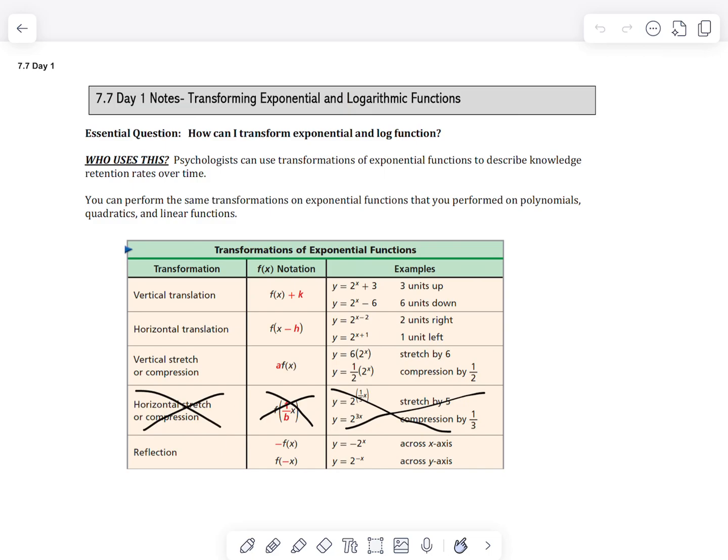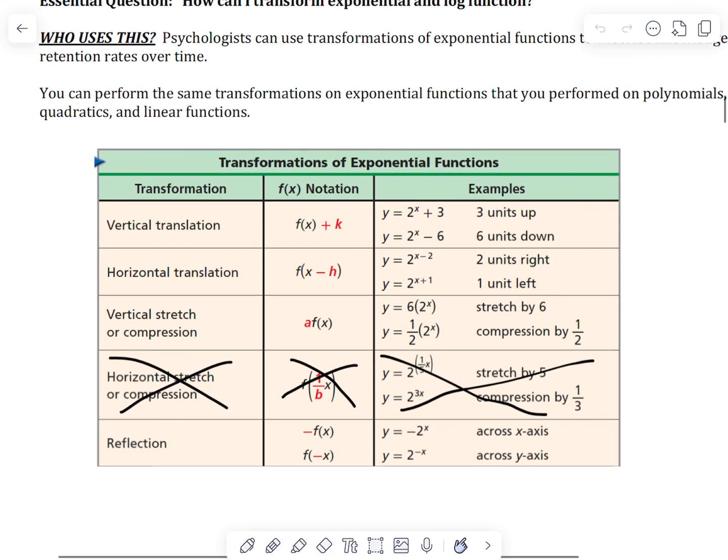All right, this lesson is 7-7, day 1, transforming exponential and logarithmic functions. So in this chart, it shows you the exponential functions transformed. So the first thing that can happen is you can have vertical translations, moving the graph up or down.